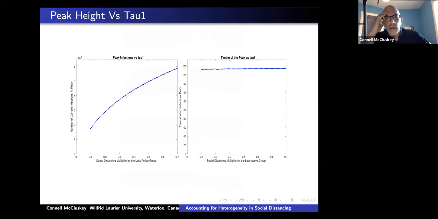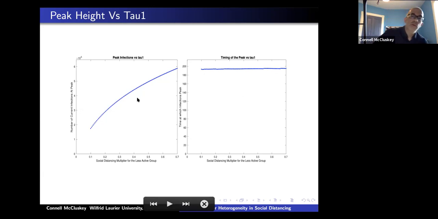Right here, I'm now showing these two plots, which are summaries of the video. Let's take the one on the right-hand side. All the different values of tau1 go across the horizontal axis, and I'm plotting the time at which the infection reaches its peak. It's essentially constant. The little variation that appears here, I think, is more numerical in nature rather than anything substantial. I think it comes from maximizing vectors rather than maximizing a continuous function. But the timing of the peak essentially stays constant at a little bit less than 200 days.